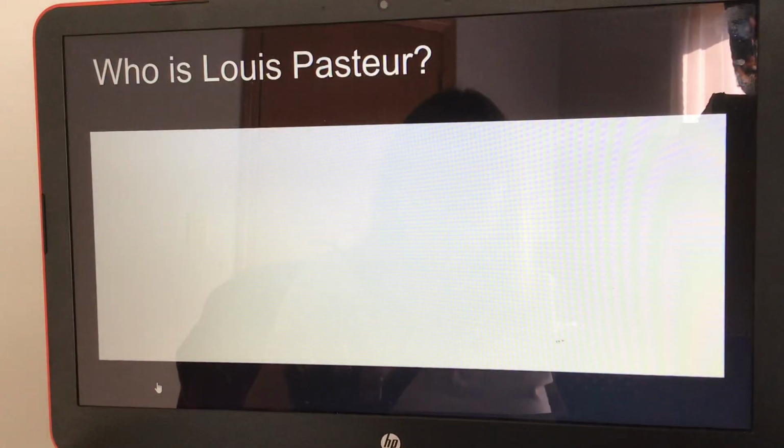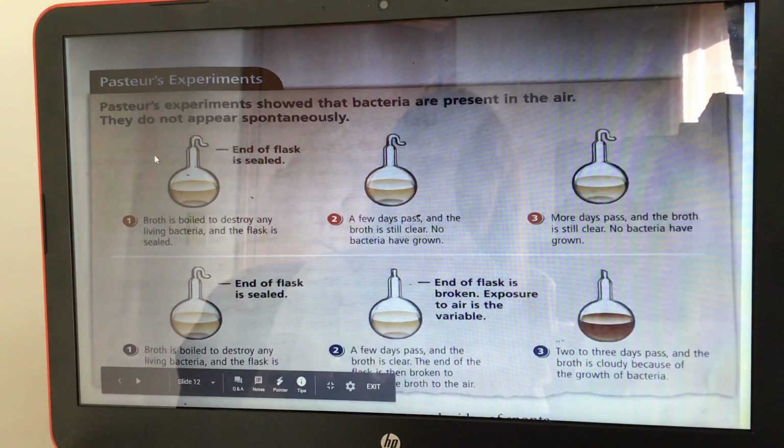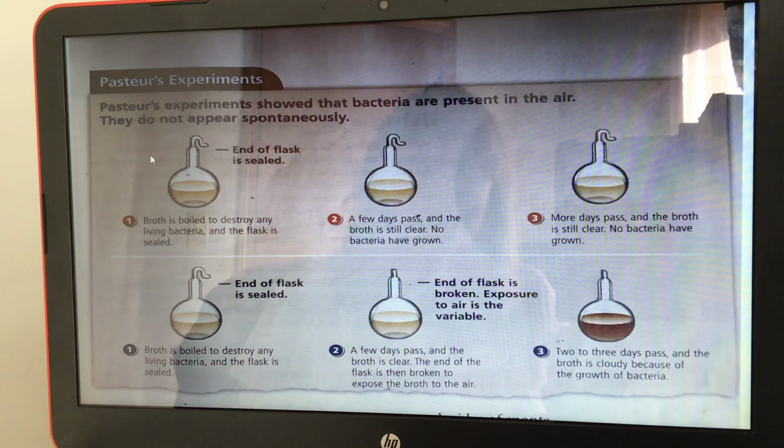And who is Louis Pasteur? I'm giving you a hint. We talked about this experiment before. Pasteur's experiments show that bacteria are present in the air. They do not appear spontaneously.